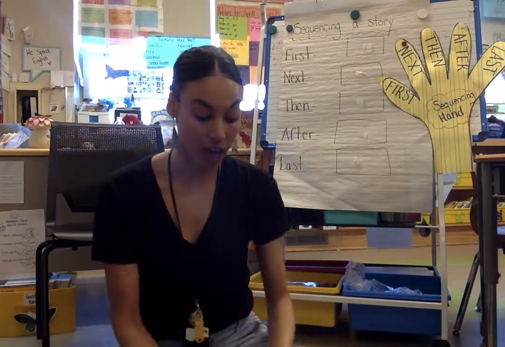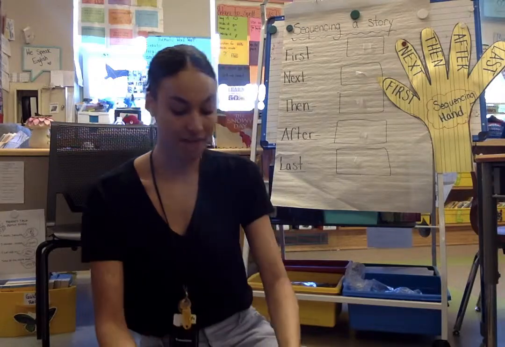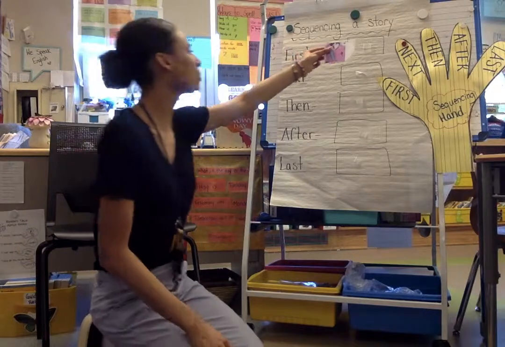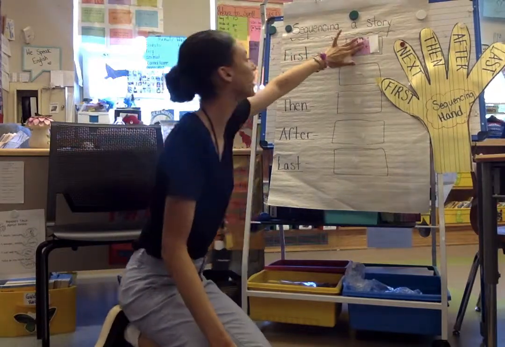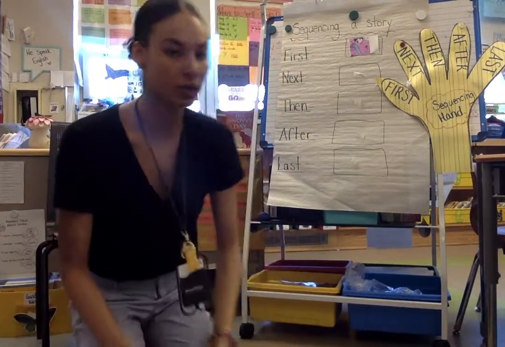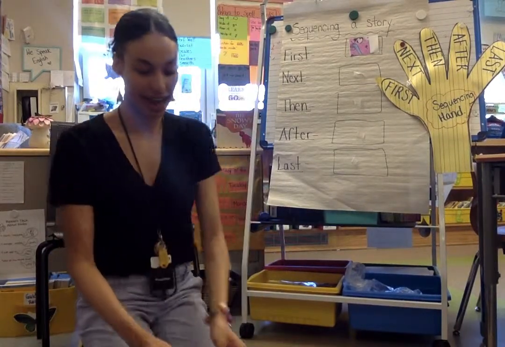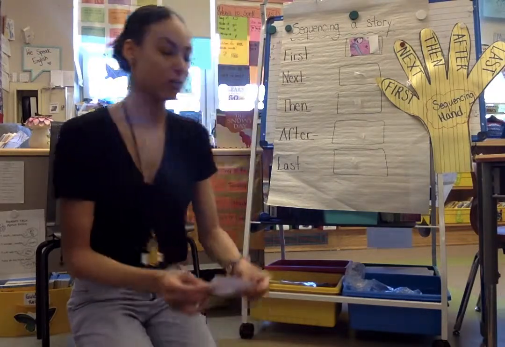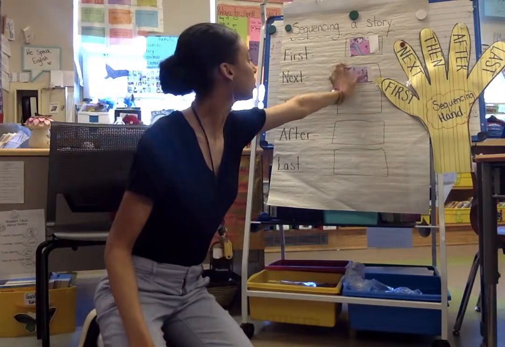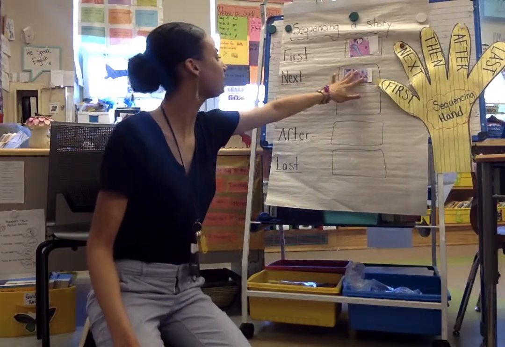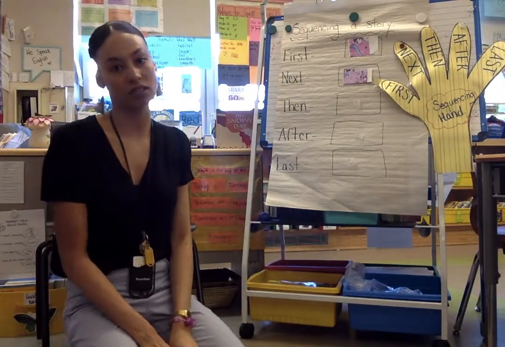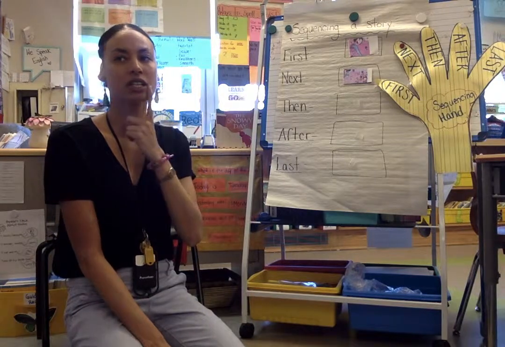Awesome job. My friend said that first they show Mean Jean not being so nice to her friends in the schoolyard. Good job. Can I have another volunteer for the next sequence word? For next. Good job. We have a new student who comes to the class, and she gets greeted by all of her new friends, and Mean Jean doesn't look so happy.